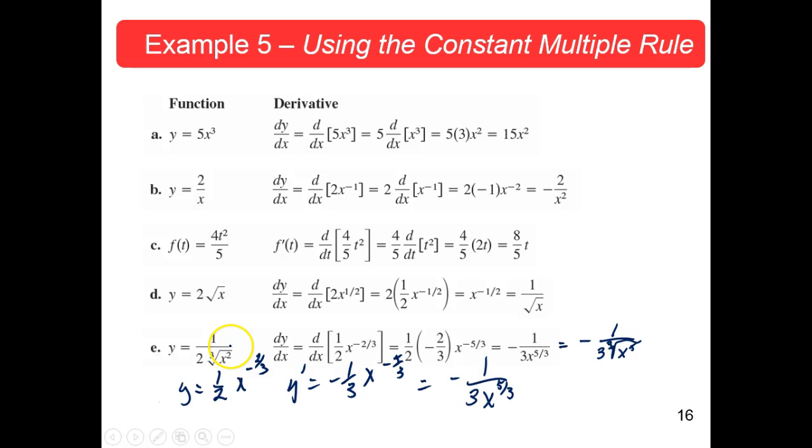But since your original problem started in radical form, it would seem to me you would write this as negative 1 over 3 times the cube root of x to the 5th. Again, the numerator is your power, the denominator is the index. Okay. Now, probably WebAssign would have only recognized that answer. This answer's, well, that's the same. That answer's perfectly good. All those answers, perfectly good, correct answers.